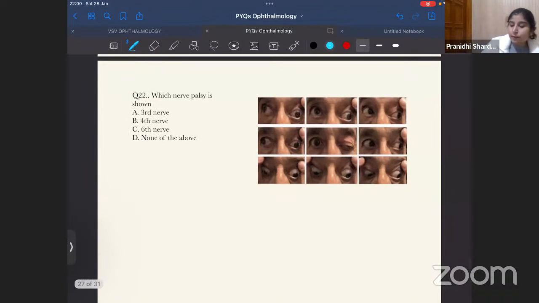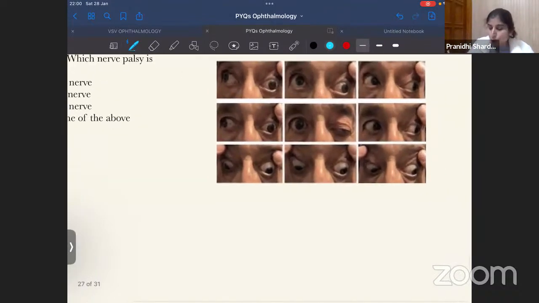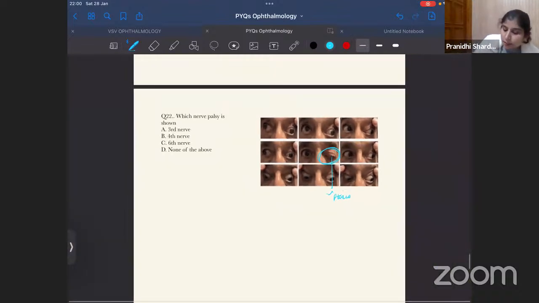Okay, this is which nerve palsy? If you are given this type of question in which so many gaze pictures are given, first just go to the central image. Always see the central image first. No need to see the other images. It is third nerve palsy.